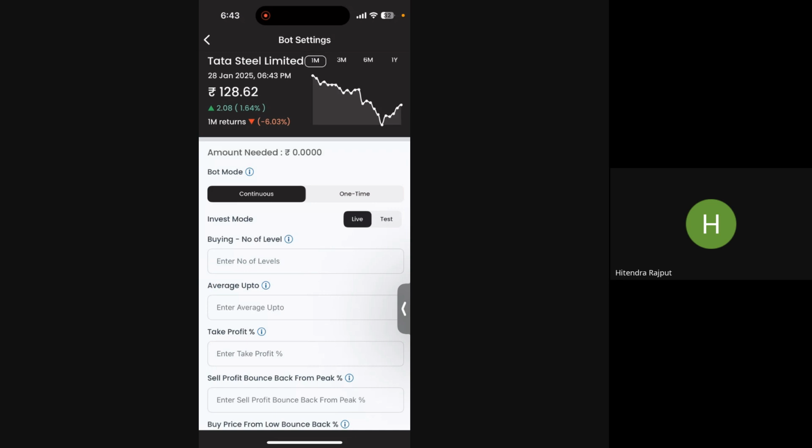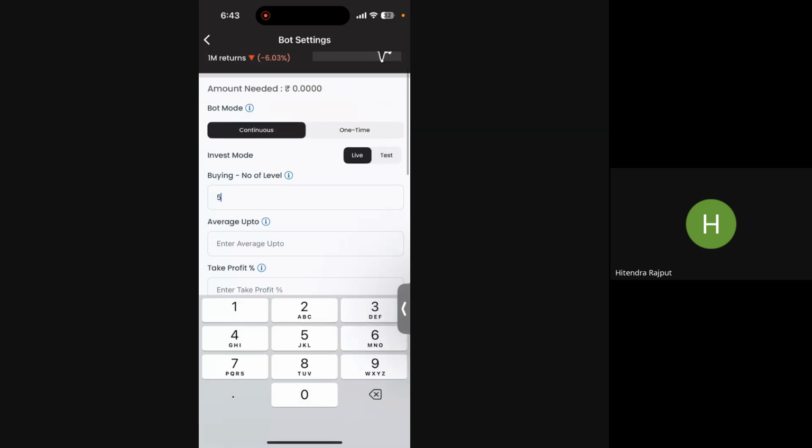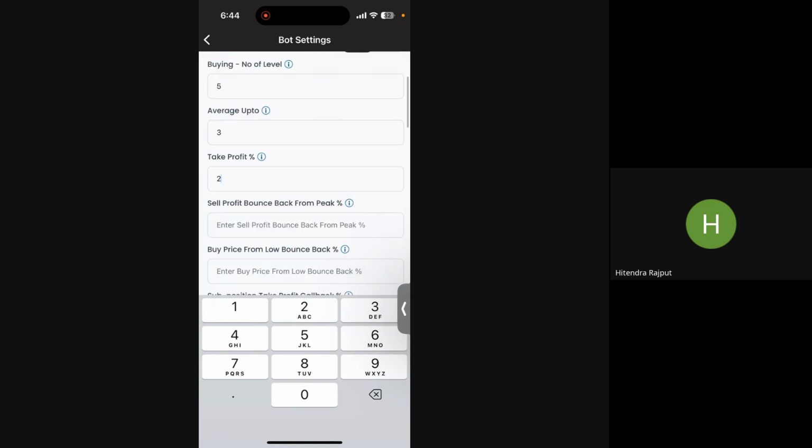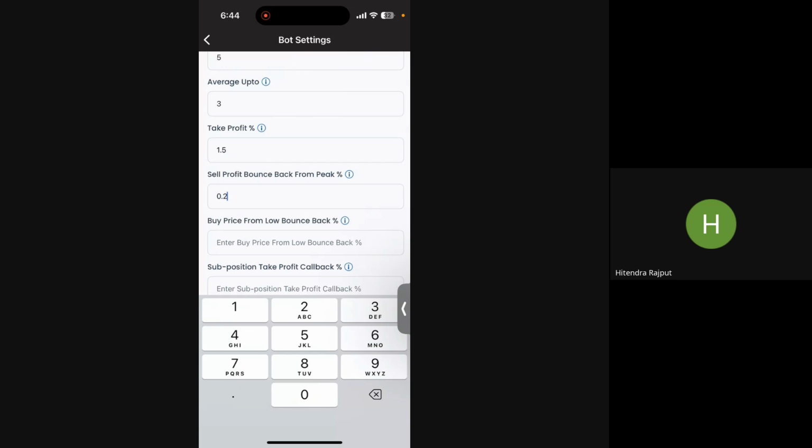Okay. So Tata Steel is now trading at 128 rupees. Say you want to deploy around 1 lakh into it. So how many shares do you want to buy? You have to buy around 1000 shares, right? So let's keep five levels of buy and average up to only three levels. I think I have a target of around 135, so maybe we will take a profit of 2% here. Or we can keep 1.5% and sell bounce back. We'll keep it at 0.2.